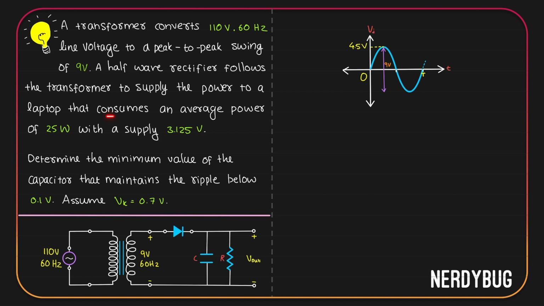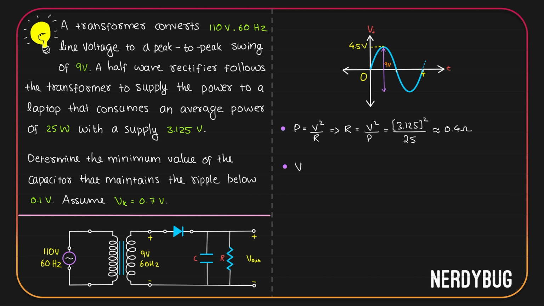It is given that the laptop consumes a power of 25 watt if the power supplied is 3.125 volt. From this information, we can find the resistance of the laptop. Power is given by V square divided by R. So the resistance R will be V square divided by power. That is 3.125 squared divided by 25, and this is approximately equal to 0.4 ohm. Therefore, our load resistance is 0.4 ohm.